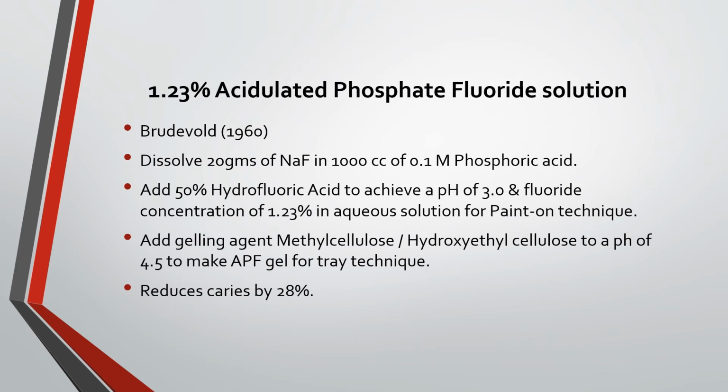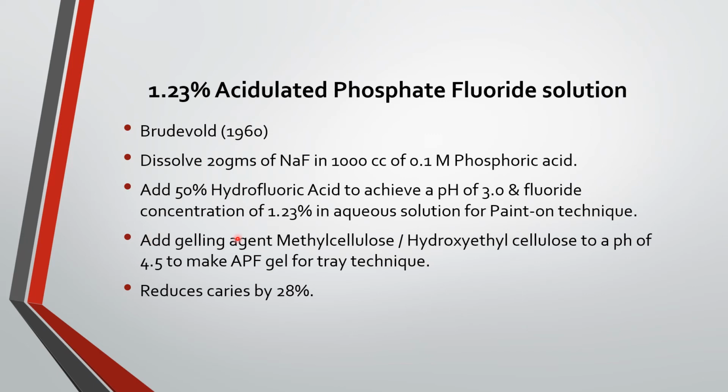With more research, we found that if the pH of the fluoride solution can be dropped and made acidic, it kind of improves the uptake of the fluoride. So remember from the first few slides that we discussed, etched enamel or conditioned enamel. So this was the product that came out, 1.23% acidulated phosphate fluoride. So basically it is sodium fluoride in which the pH has been adjusted by addition of phosphoric acid, and this is available as a solution for paint on technique, and it is also available as a gel by adding methyl cellulose to the solution to make it a gel, and you can use it for tray technique.